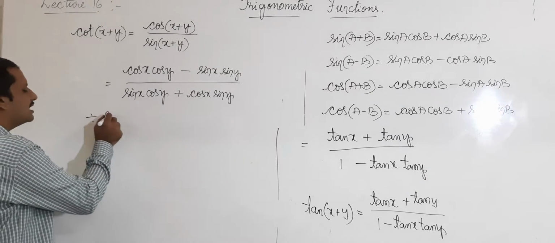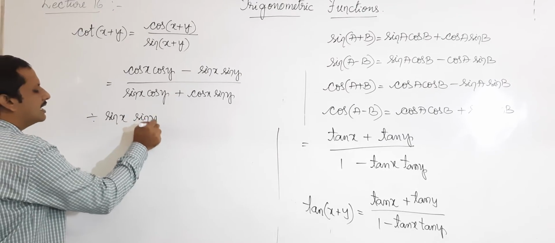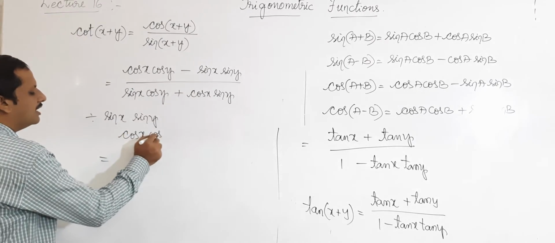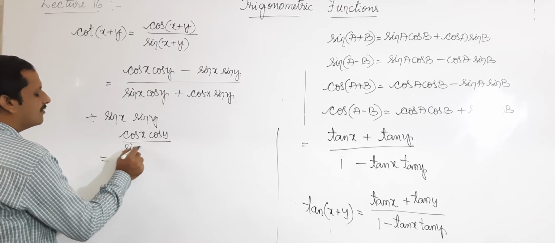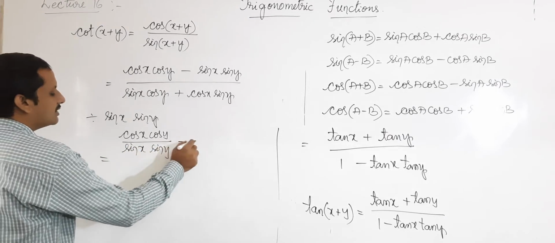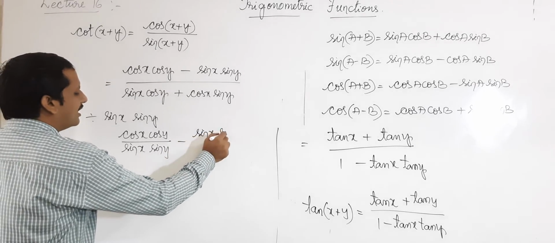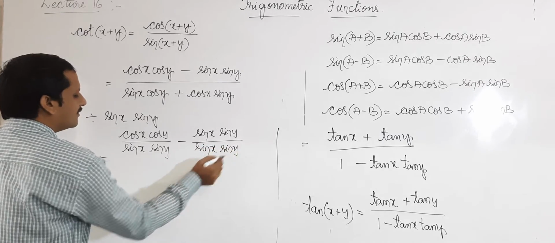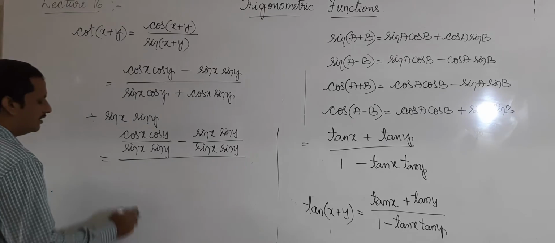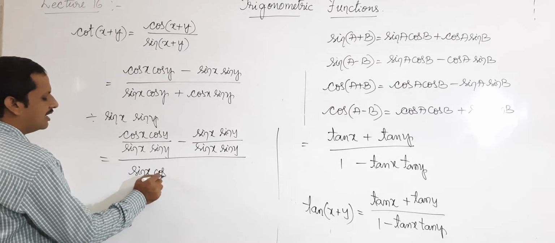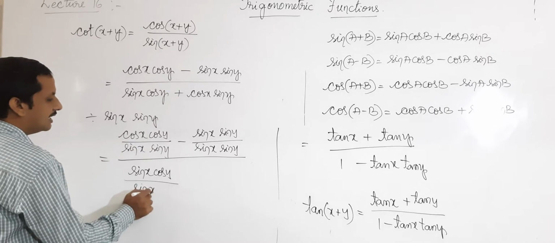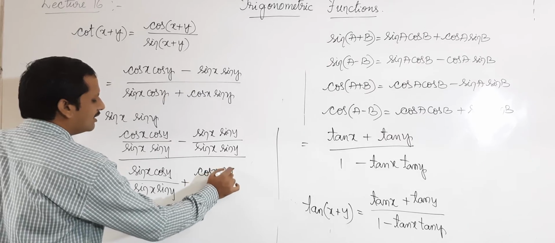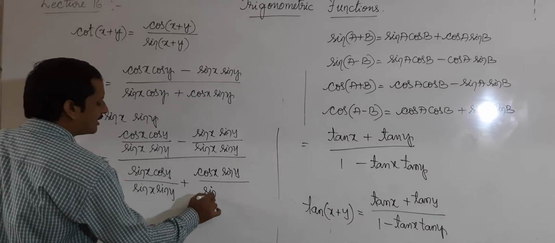Now, divide by sin x sin y. When I divide by sin x sin y, the numerator's first term will be cos x cos y divided by sin x sin y, minus sin x sin y divided by sin x sin y, whole divided by the denominator's first term, sin x cos y divided by sin x sin y, plus cos x sin y divided by sin x sin y.